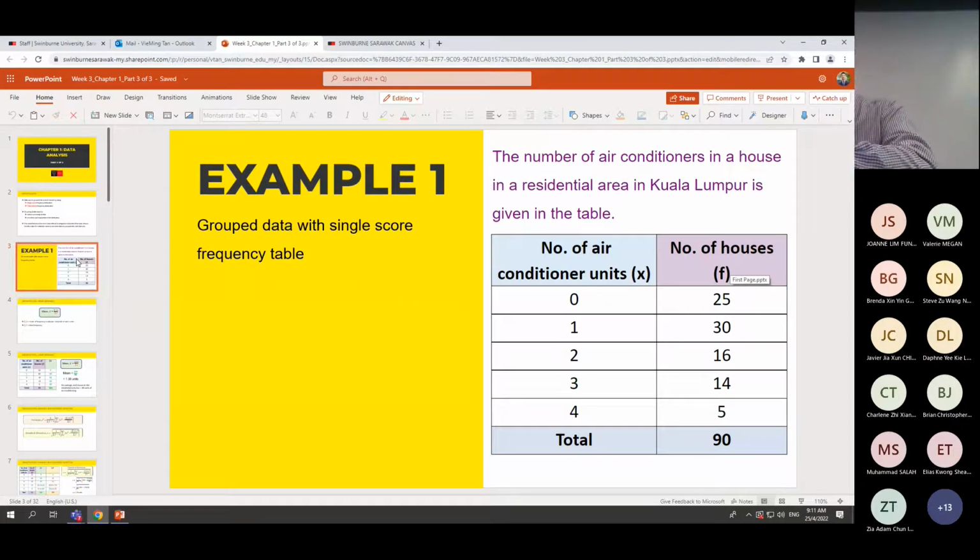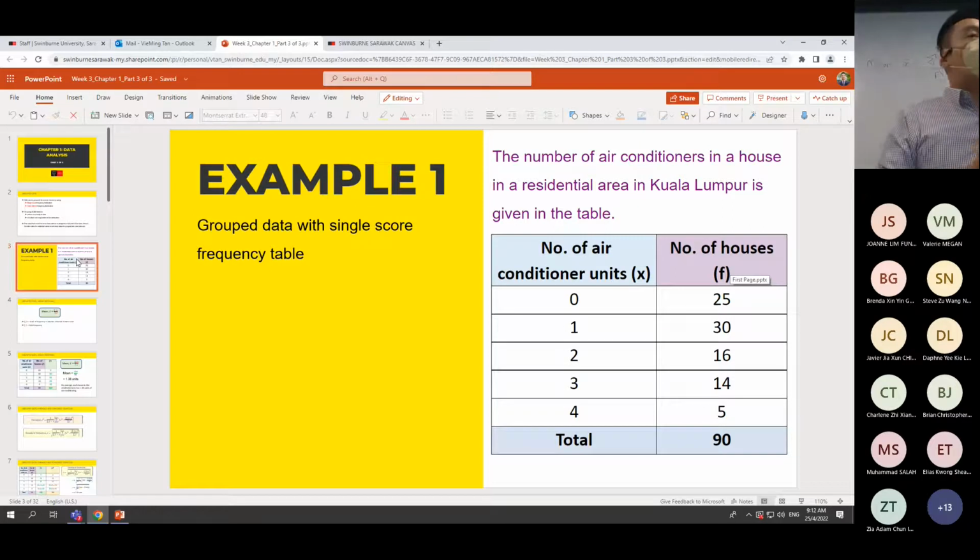Last week, remember? What is the formula we use to calculate the mean value for ungrouped data? Okay, I'll write it down. Hopefully you can see. We use this formula, right? Total x divided by n. Last week, we applied this formula when the data are ungrouped data.